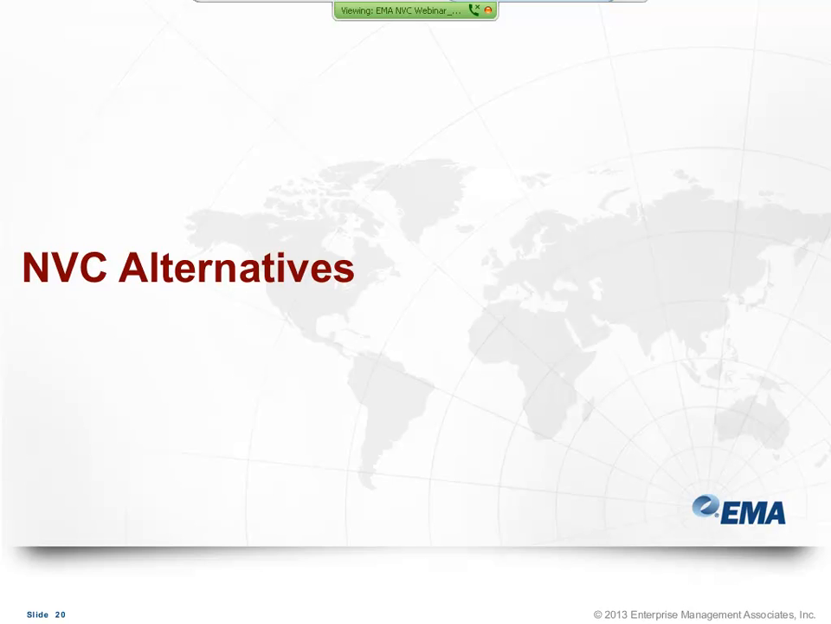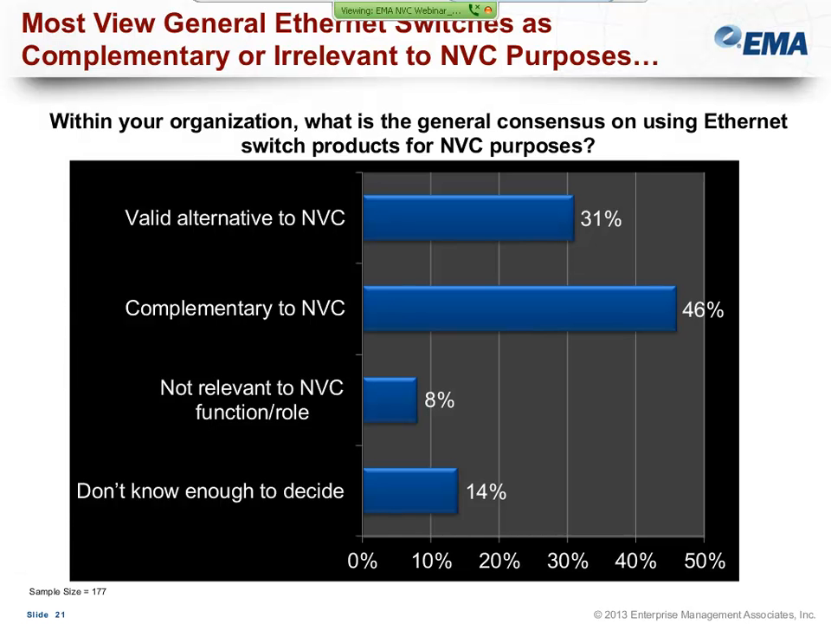Okay, before we wrap up here, I've got a few minutes I want to spend on some alternatives. We're just about out of time, so I won't spend a lot of time here. Two key alternative types to the traditional NVCs. One is the use of general-purpose Ethernet switches. I mentioned Arista as an example of this. They're not the only ones who have either intentionally or unintentionally played this role in the past.